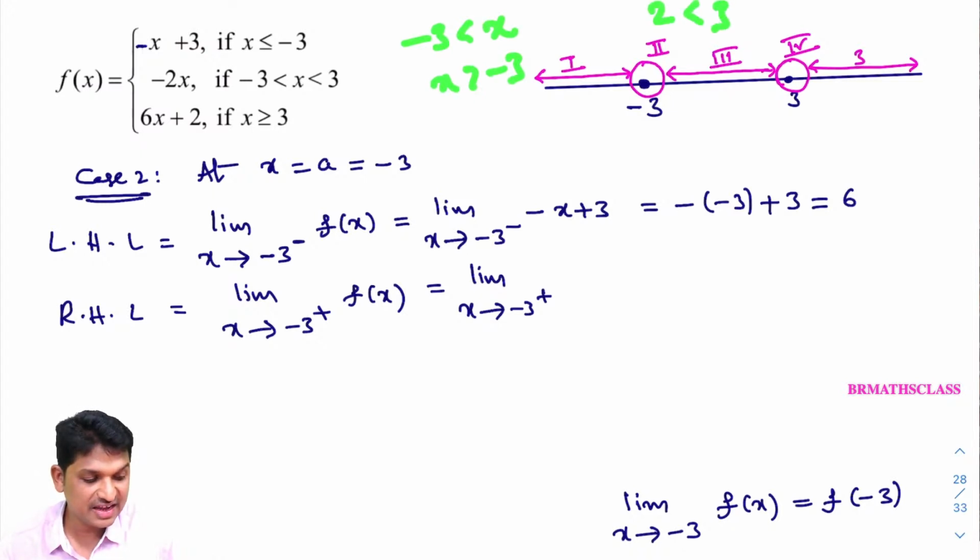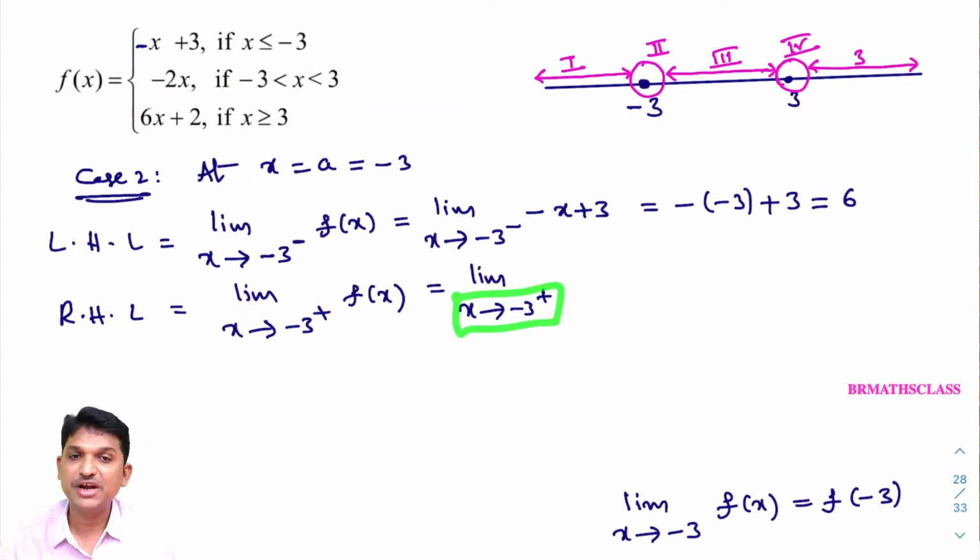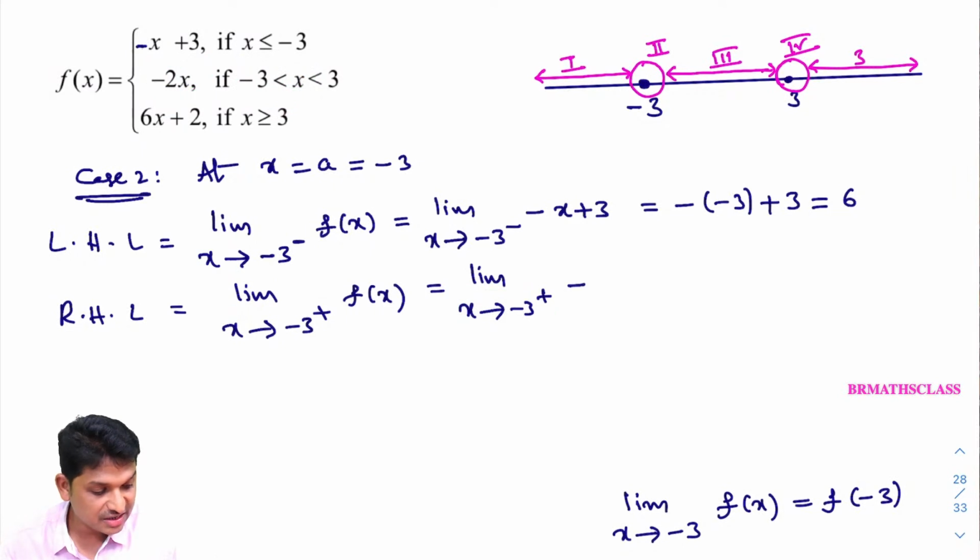Suppose 2 is less than 3, it means that 3 is greater than 2. So here as they given minus 3 is less than x, it means that x is greater than minus 3. X approaches to minus 3 from right means all x values are greater than minus 3. When x values are greater than minus 3, at that time we will choose this function. So what is the function here? The function is minus 2x. Now I need to calculate this limit.